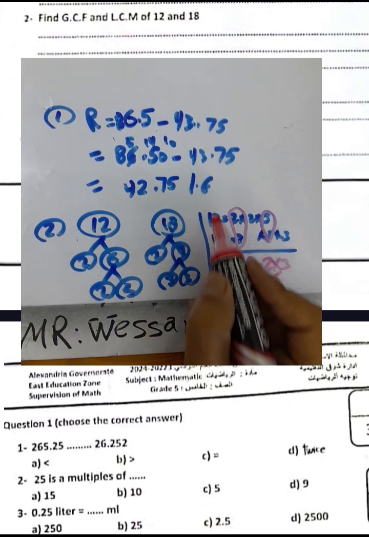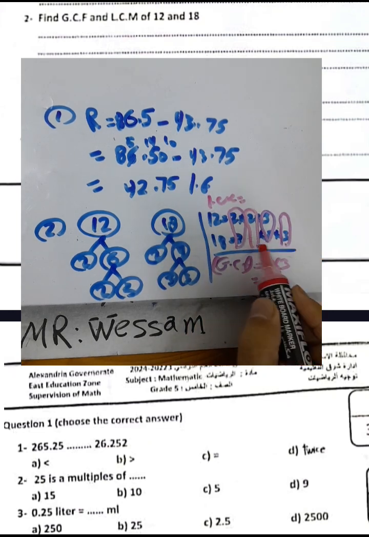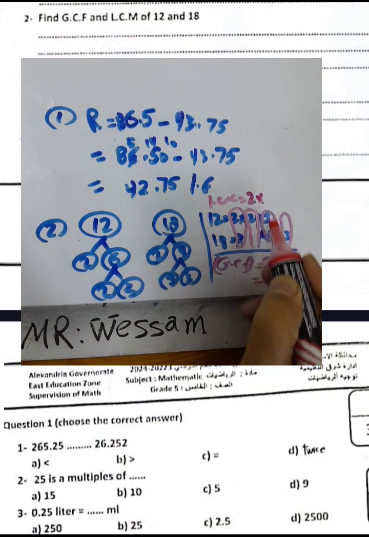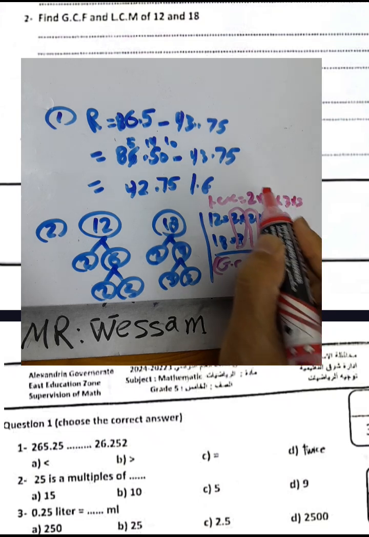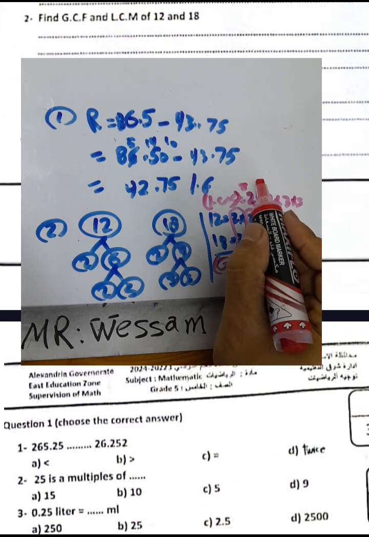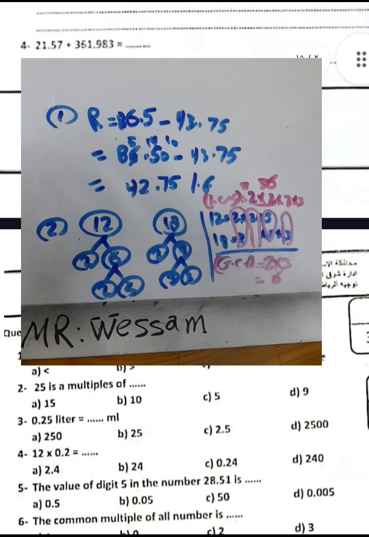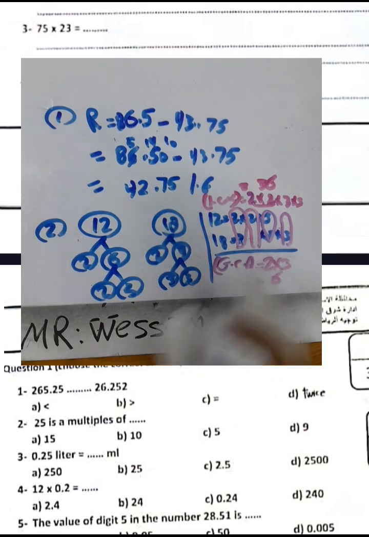For the least common multiple, from each circle we must write one digit. Write 2 times 2 times 3 times 3. Then the least common multiple between them is 4 times 9 equals 36. Okay, next question. Number 3, find the product of 75 and 23.